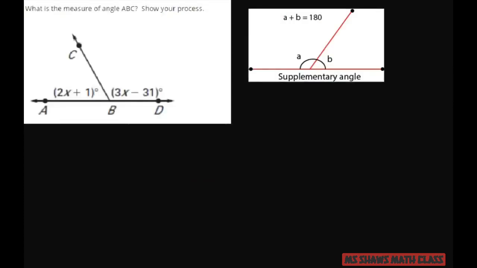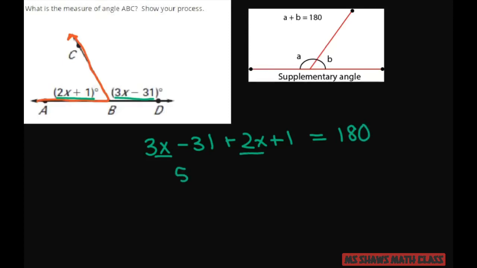The second example, we want to find the measure of ABC. So first we have to solve for x. We're going to take both of these angles and add them up. So 3x minus 31 plus 2x plus 1 should equal 180. Now, collecting like terms, we have 5x plus, or minus in this case, 30. I combine those two, equals 180.